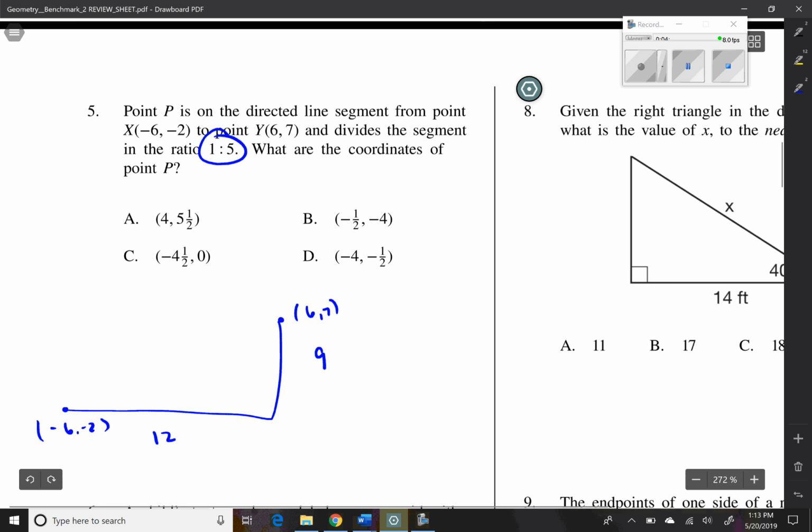I want to separate that into 6 pieces, meaning I'm going to go to the right 2 and up 1.5, right? 9 separated into 6 pieces is 1.5 pieces. So I need to start at -6, -2, go to the right 2, and go up 1.5. So that's going to be -4, -1/2.